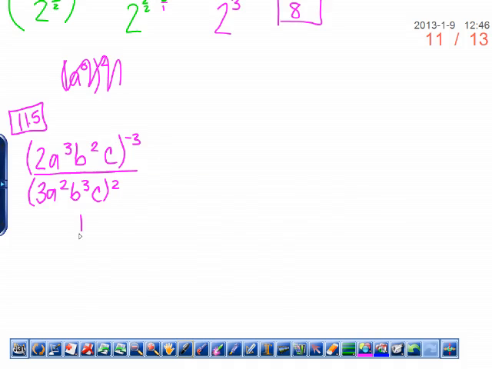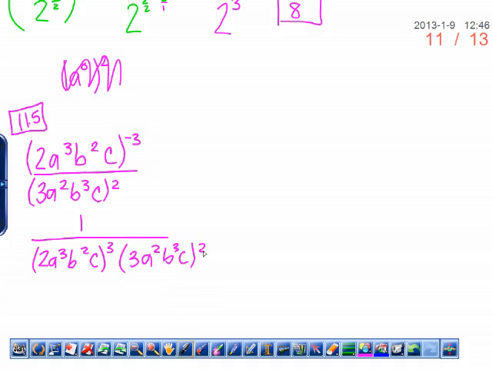I would rewrite this as 1 over, because if I move this whole thing to the bottom, I'm left with nothing in the numerator. So it's got to be 1 over 2a cubed b squared c to the positive third power now. And then 3a squared b cubed c squared. So I wasn't sure like how you combine it. Yeah, so these end up being multiplied.